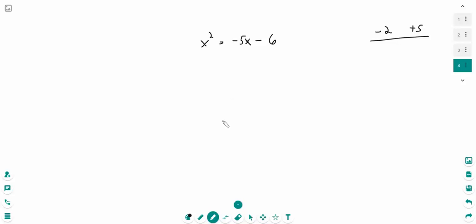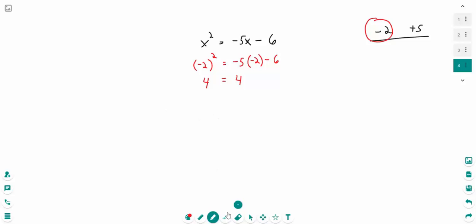All right, so let's plug each in individually. So if we have our negative 2, we have a negative 2 raised to the second power equals a negative 5 times a negative 2 minus 6. All right, negative 2 raised to the second is going to be a 4. Negative 5 times a negative 2 is going to be a positive 10. 10 minus 6 is 4. Bingo! There we have it. So negative 2 is a solution. It is a root for this equation.